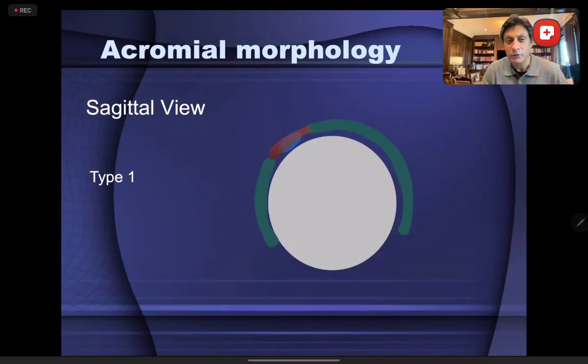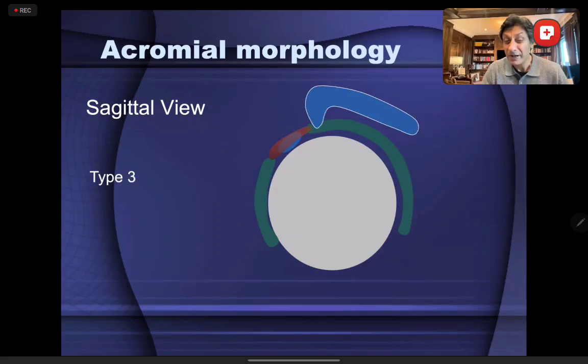Imagine this is the sagittal view. So type 1 is this. This is nice and flat. This is a type 1 morphology, which is the normal appearance. This is the type 2, where it forms a little hook, and that hook presses on the underlying bursa and the tendon and causes impingement.